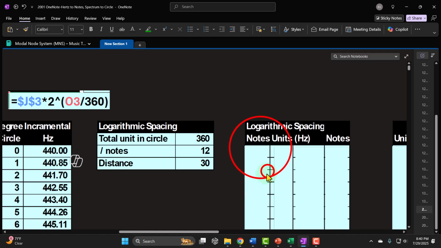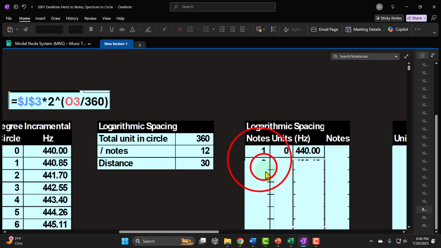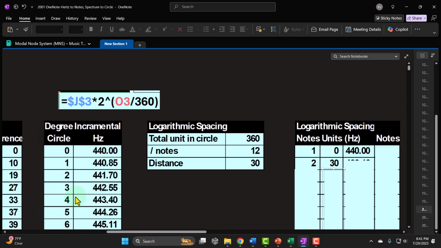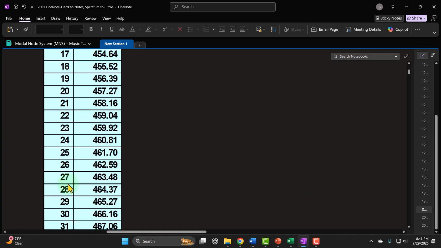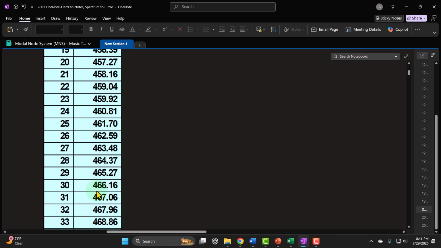So if I do that, then I'm going to say I start at 440, and then my next note is going to be 0 plus 30. So then I'm going to find this 30 down here. So 30 is going to give me that 466.